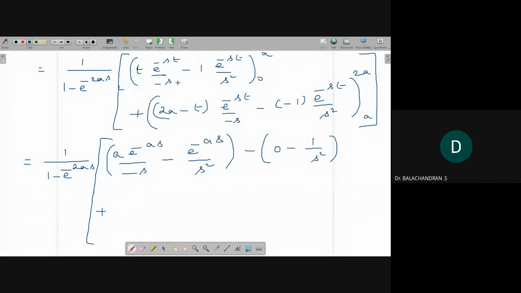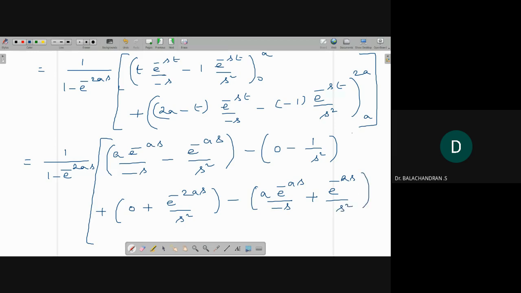And then I need to apply the upper limit here. So 2a minus 2a is 0. Minus into minus plus e power minus st at t equal to 2a, so e power minus 2as by s square. The upper limit is over. Minus the lower limit t equal to a, so 2a minus a is a: a into e power minus as divided by minus s. I'll check it again. Substituting the lower limit, minus a e power minus as by minus s, it's correct. So minus into minus plus e power minus as divided by s square. Suppose if I made any mistake, please point it out.